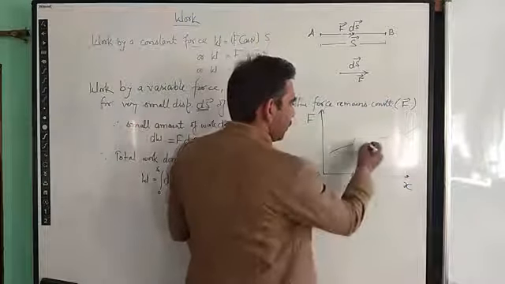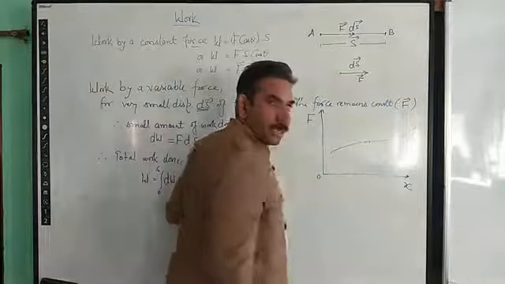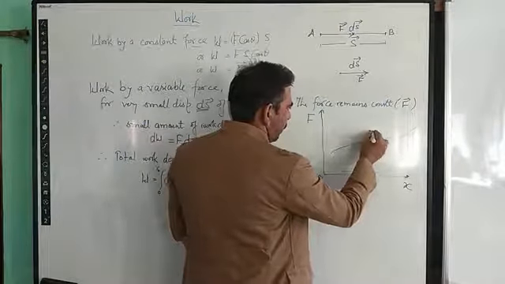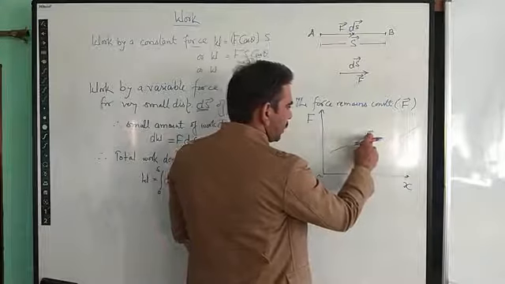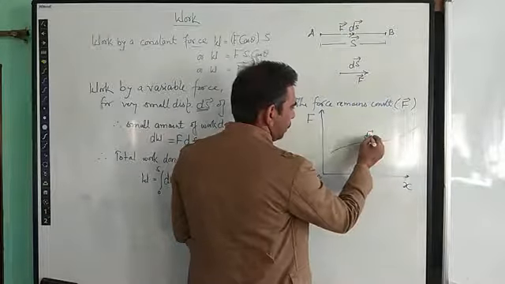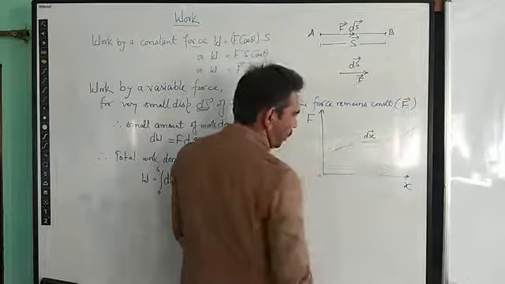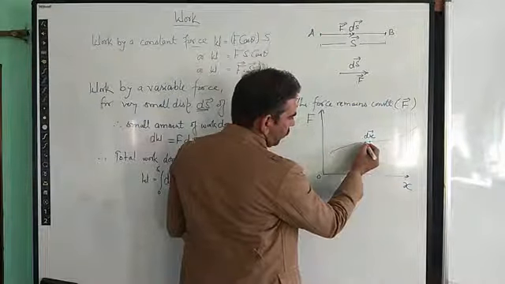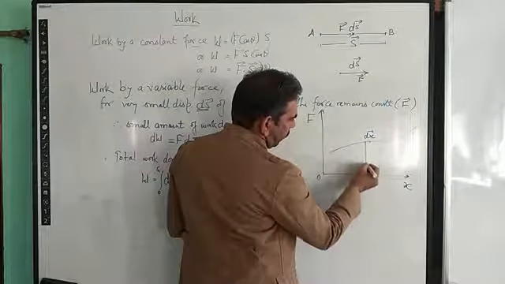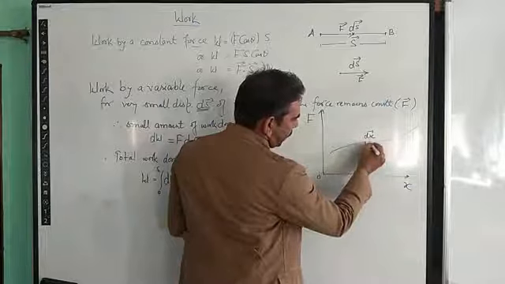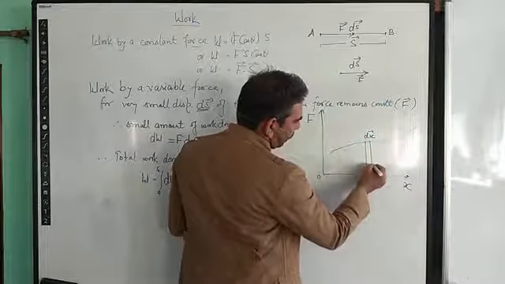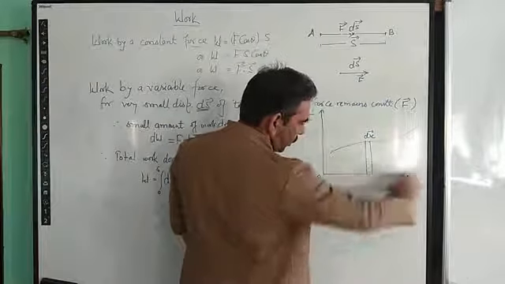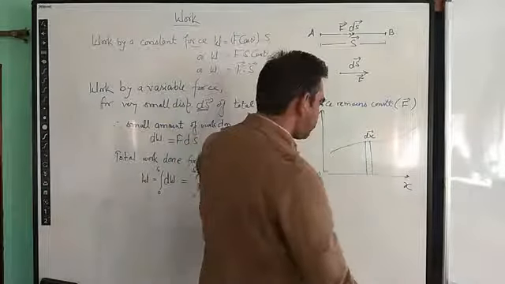In that case, we consider a very small portion of the displacement. This is ds, for example, or we can call it dx, according to the situation here. For this small displacement, we try to find out the work done. For doing that, we are drawing the perpendicular from this initial position to the final position on the displacement axis.